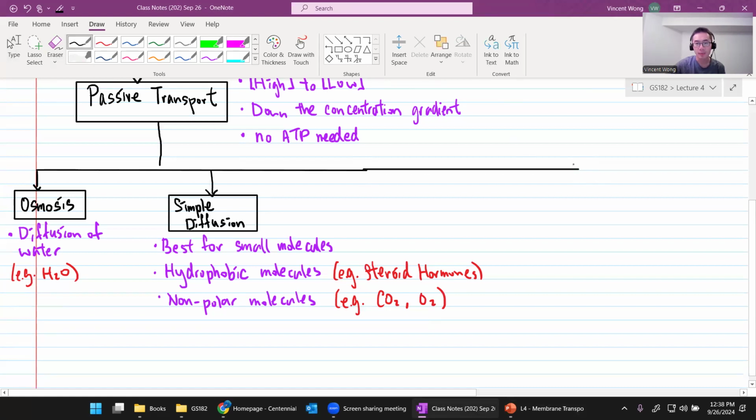Now, sometimes the molecule might be too big to cross the membrane on its own, or sometimes it might be charged. And so we need a different kind of diffusion. That's why this is unlike simple diffusion. And then we have something called facilitated diffusion.